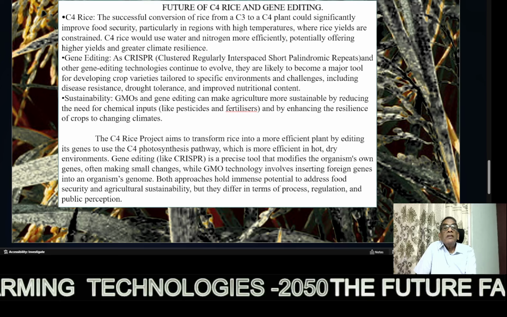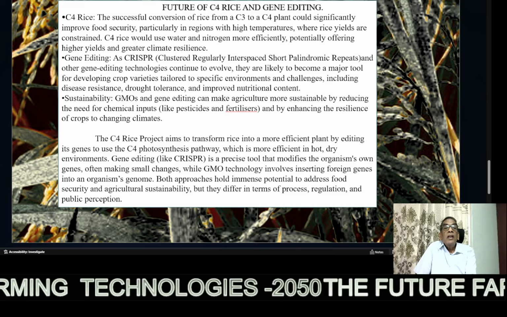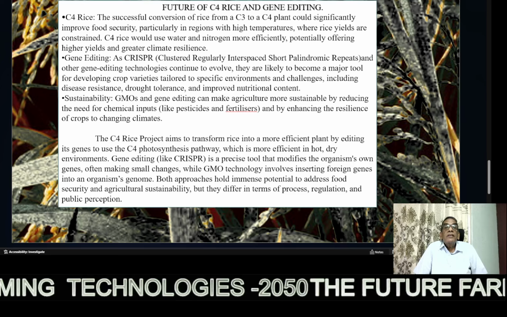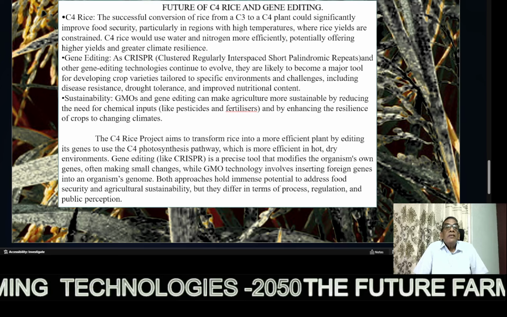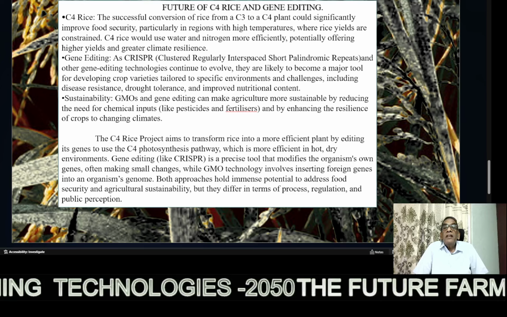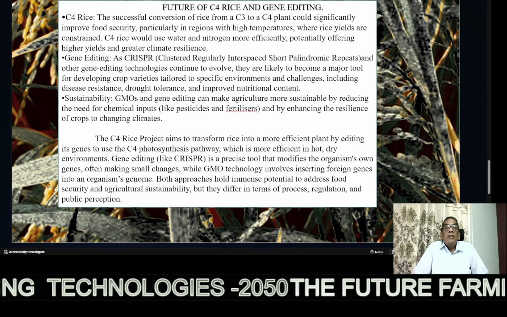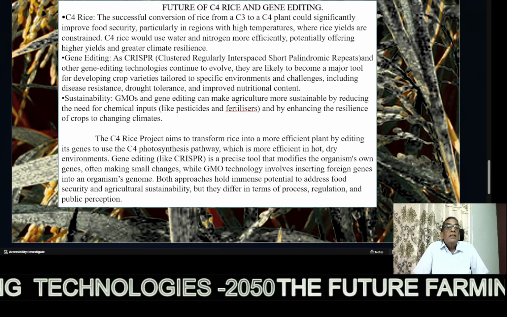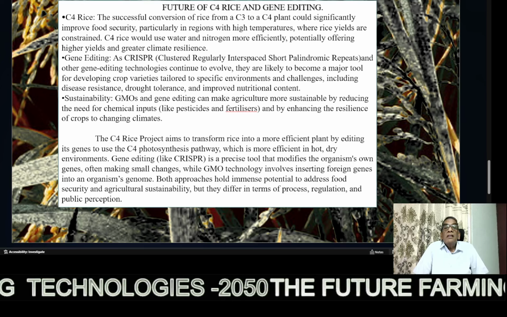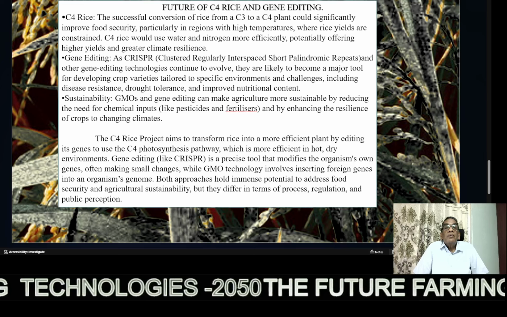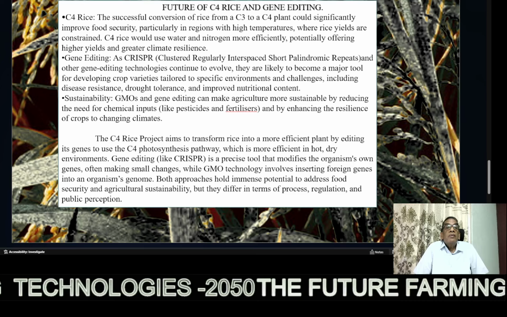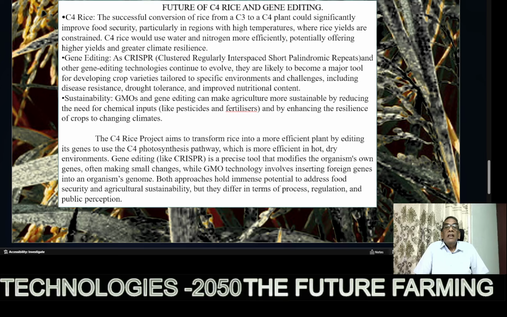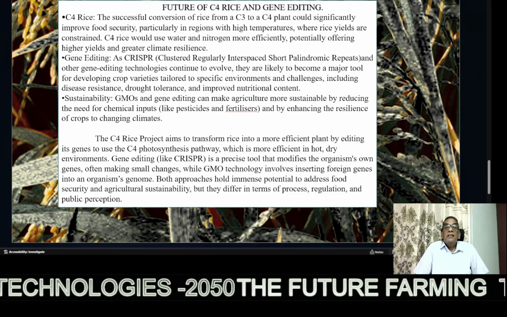So, the future of C4 rice and gene editing. C4 rice: the successful conversion of rice from a C3 to a C4 plant could significantly improve food security, particularly in regions with high temperature where rice yields are constrained. C4 rice would use water and nitrogen more efficiently, potentially offering high yields and greater climate resilience.